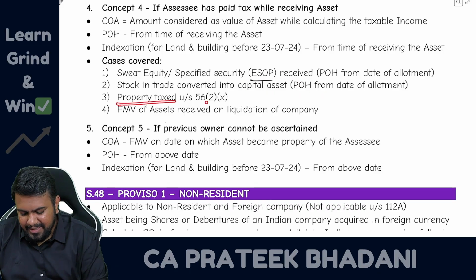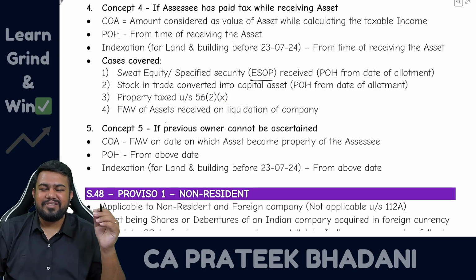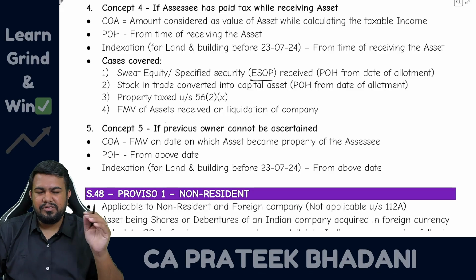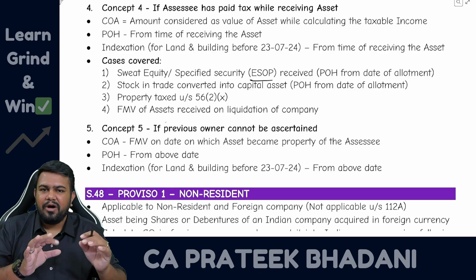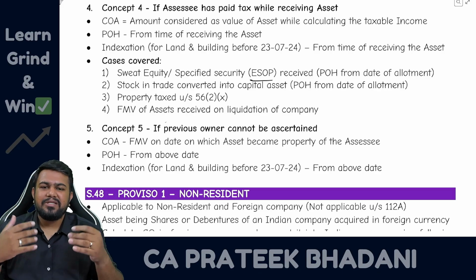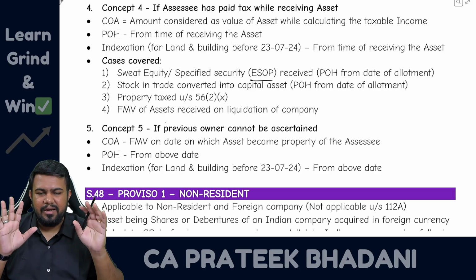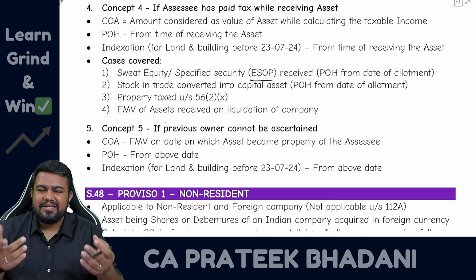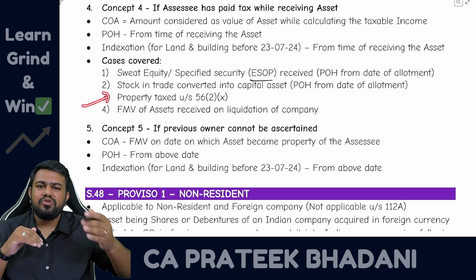Then property taxed under section 56(2)(x). So 56(2)(x) is the section of gifts that we discussed in the income from other sources chapter. Then also we learned that whenever a person is receiving movable property or immovable property without consideration or for inadequate consideration, then it is taxable under 56(2)(x). There, whatever was considered as fair market value will be considered as cost of acquisition for future purposes.